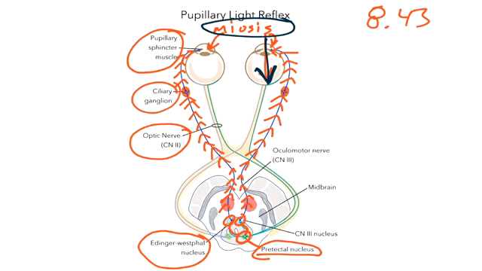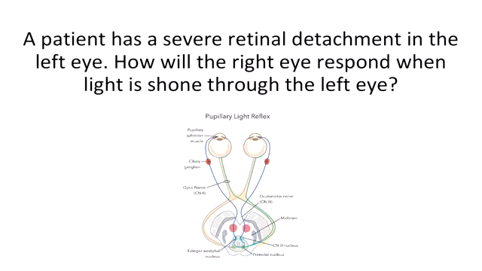This pathway is super important and very clinically relevant, not to mention a goldmine for examiners writing test questions for Step 1. So let's just work through a few questions to help you get prepared for how you might be tested. Okay, so a patient has severe retinal detachment of the left eye. How will the right eye respond when light is shone into the left eye? Okay, so looking at this image, the patient has retinal detachment of the left eye. So we are thinking there is damage to the afferent part of the pupillary light reflex through that eye.